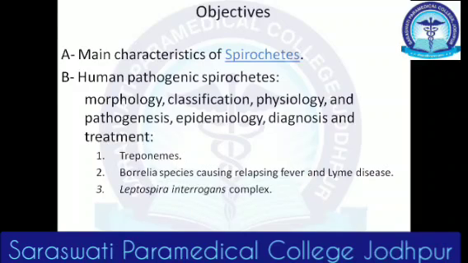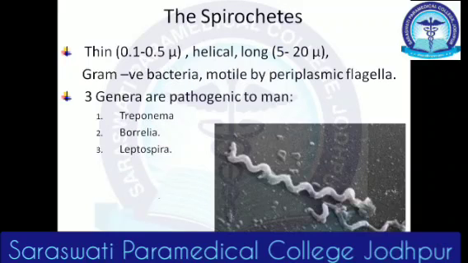Treponema causes the disease, as we know, syphilis. And Borrelia species cause the disease relapsing fever and also Lyme disease. And Leptospira causes different types, sets of disease we are going to see later.